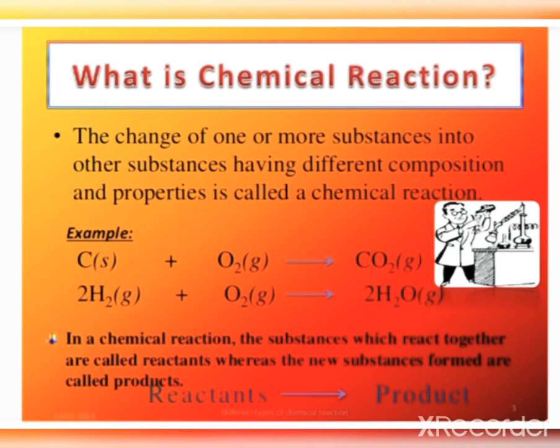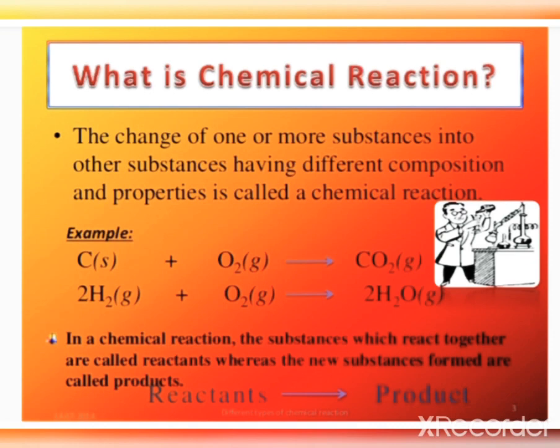Now, first question comes, what actually is a chemical reaction? So you can say a chemical reaction is breaking of chemical bonds between the atoms or group of atoms of reacting substances and making a new bond to form a new substance. That means what is a chemical reaction? The change of one or more substances into another new substance having different composition and properties is called a chemical reaction.